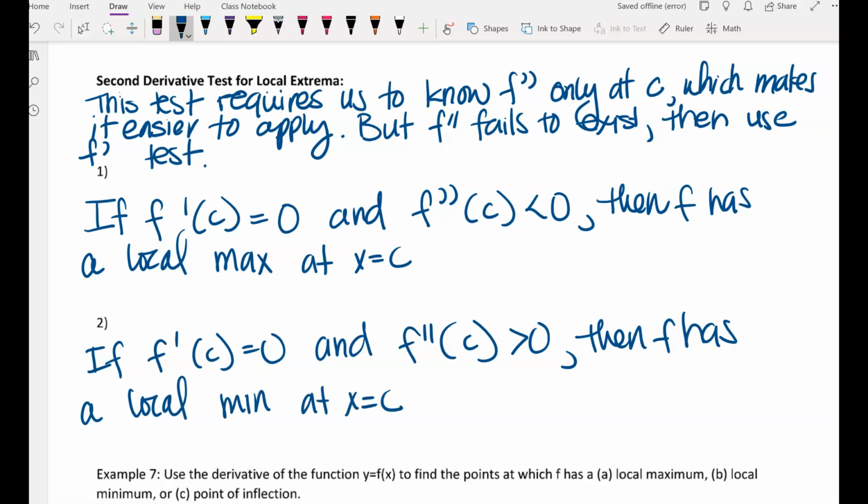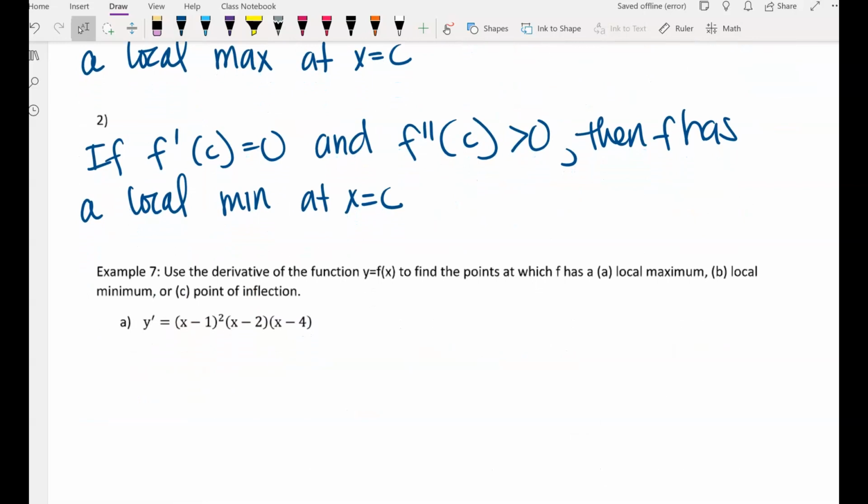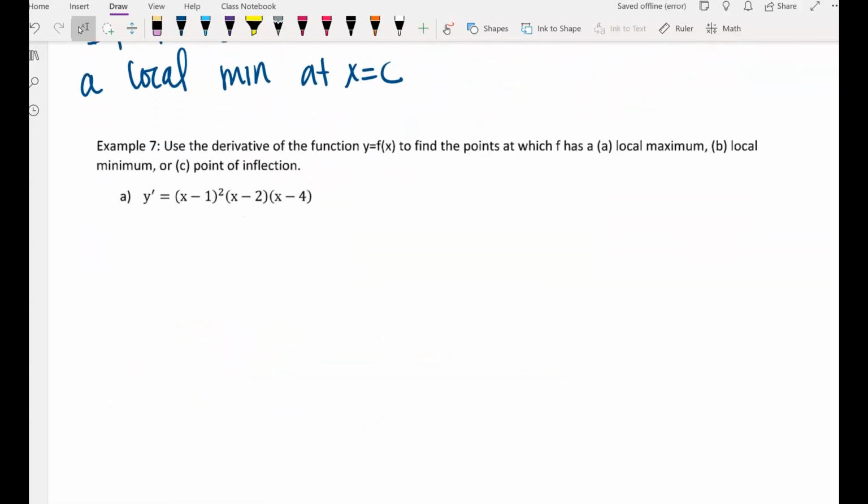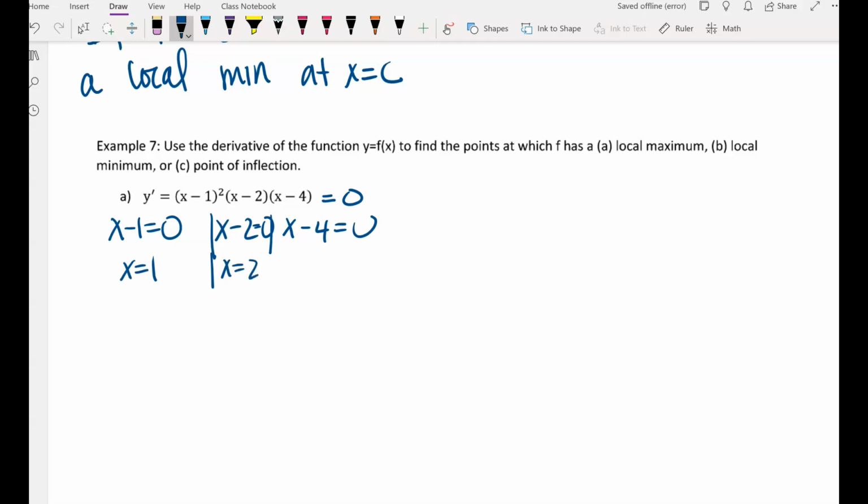Okay, so here's an example. I'm gonna show you both methods, first derivative and second derivative, and then you can see, you know what, sometimes first derivative is not bad, sometimes second derivative is easy, okay? This one, they already gave us the first derivative, so all we have to do is set it equal to 0 to find our critical points. Take each factor, solve for x. Okay, so we have 3 critical points. The first one's 1, the second one is 2, and the third one is going to be at 4.